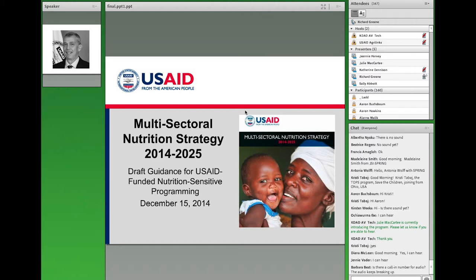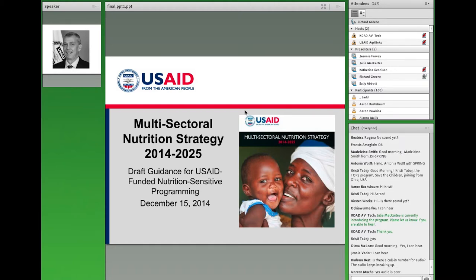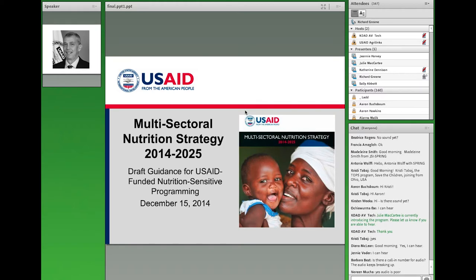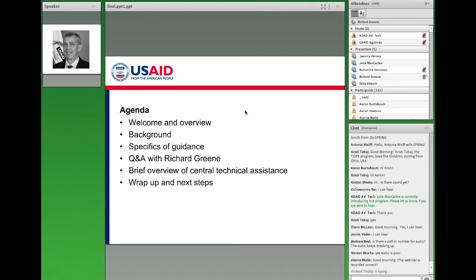So the idea is, can we have a filter like this where we have a small number of key actions where we actually certify a program as nutrition-sensitive or not? That would then allow us to report internationally on how much nutrition agriculture we do, as well as to evaluate and verify the data to see if this really works. So this is really the idea.